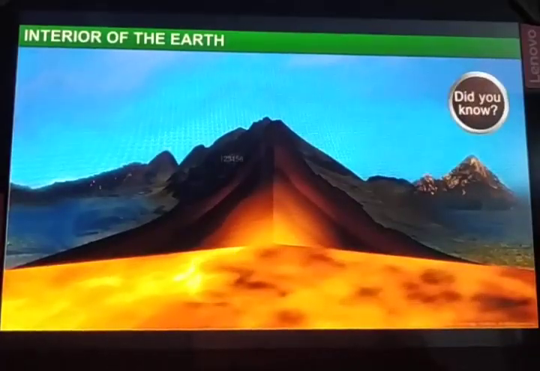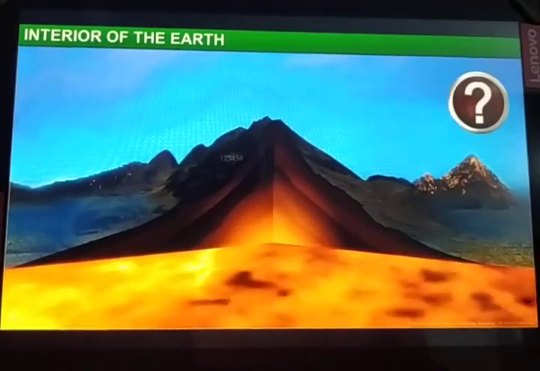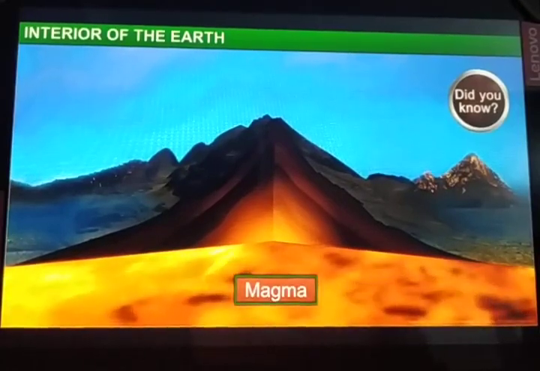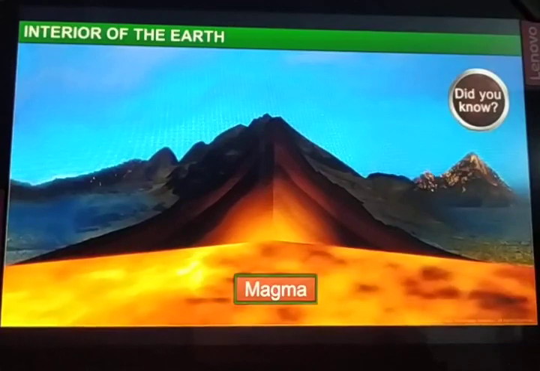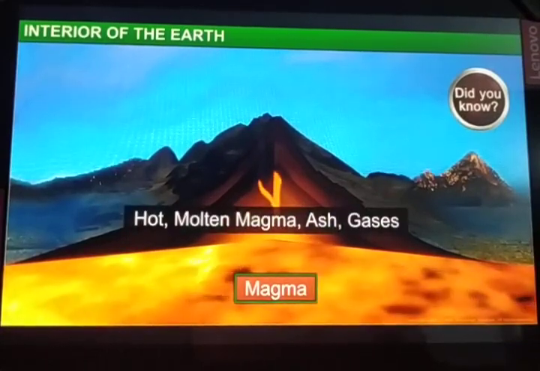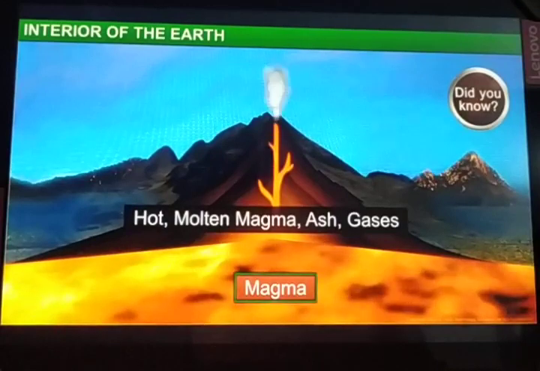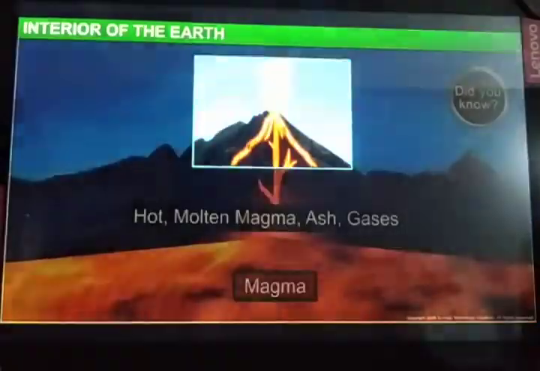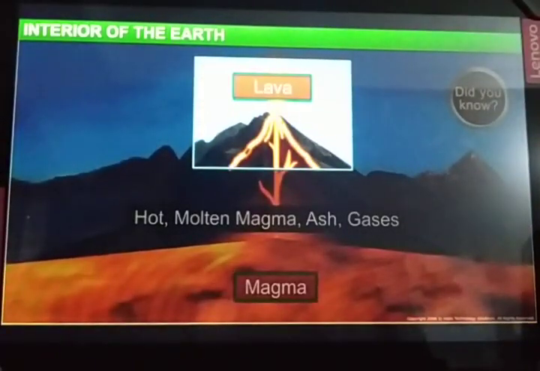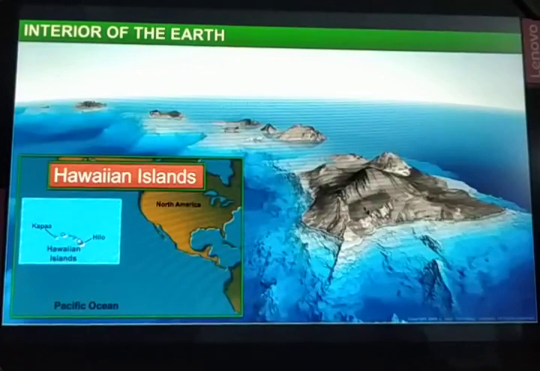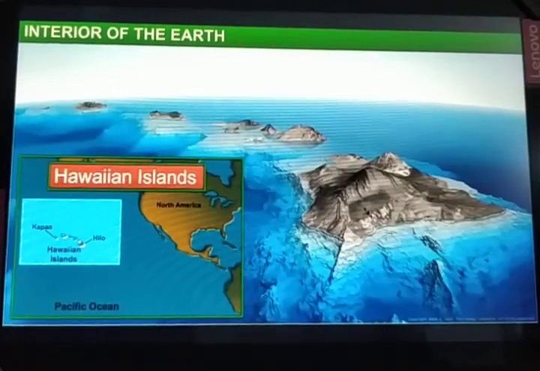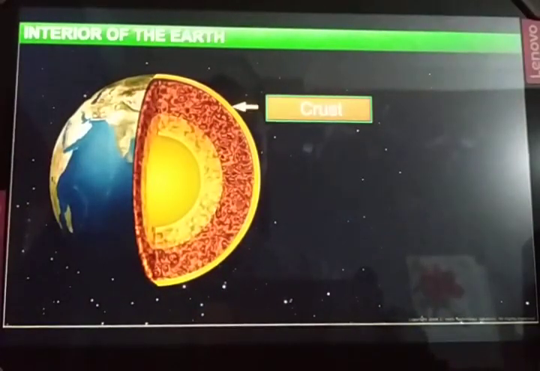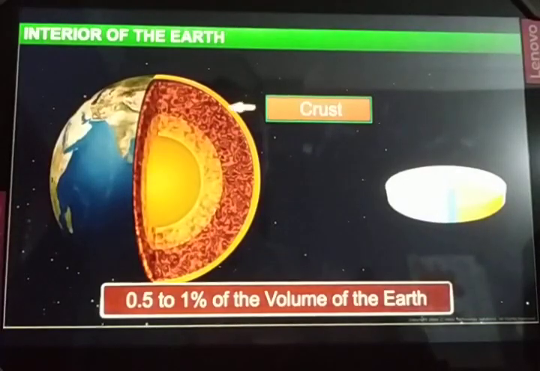Did you know, when the Earth's crust gets ruptured, the hot, molten magma, ash and gases come out from the core to the surface of the Earth. This results in the formation of a volcano. The magma that is released on the surface of the Earth is called lava. The Hawaiian Islands are said to have formed due to undersea volcanic activities. The crust, however, makes up only 0.5 to 1% of the Earth's volume.